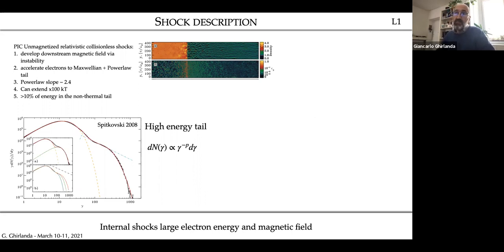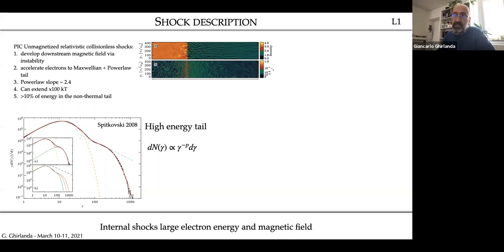This is a particle-in-cell simulation of an unmagnetized relativistic collisionless shock. The simulation showed the development of an energy distribution of the particles, made up of a broad thermal Maxwellian-like component and a high energy tail, probably with a cutoff. The key point is that the power law slope is typically 2.4. It can extend 10 times to larger energies with respect to the peak of the Maxwellian, and it can contain roughly 10% or a few more of the energy in a non-thermal tail.